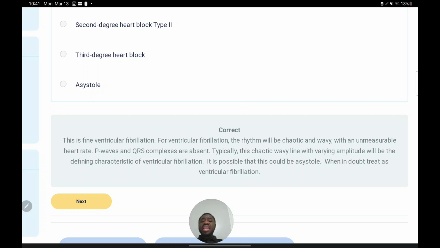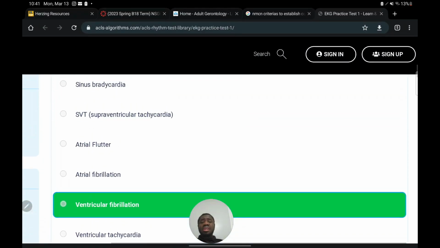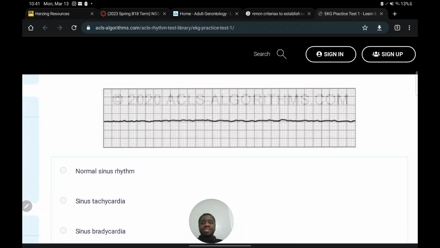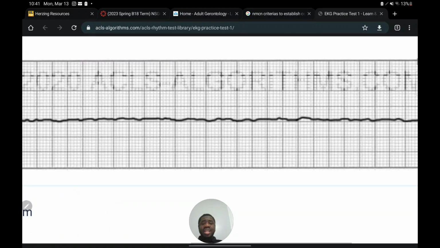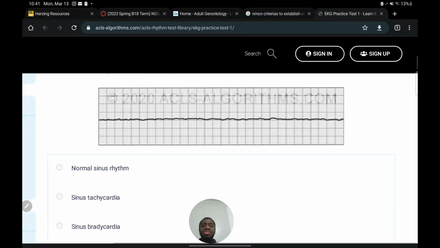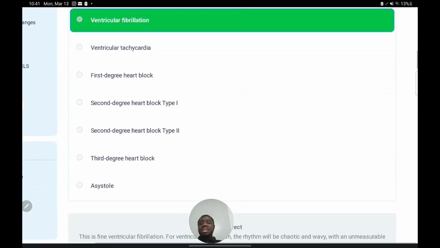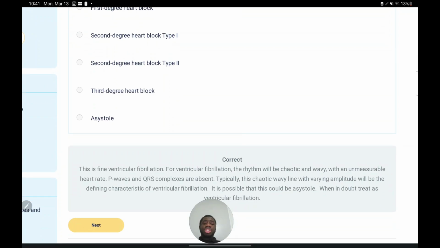This is fine. Like I said, this rhythm may come in different forms. It may be very conspicuous, very obvious, and sometimes it may look fine. So this is fine ventricular fibrillation. You can see, very fine, very tiny. So this is a fine ventricular fibrillation.